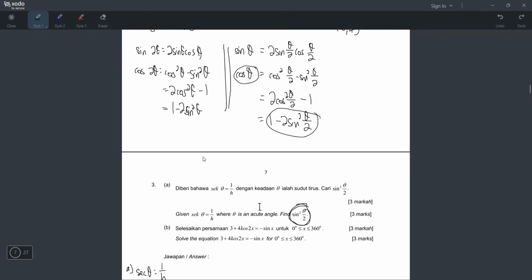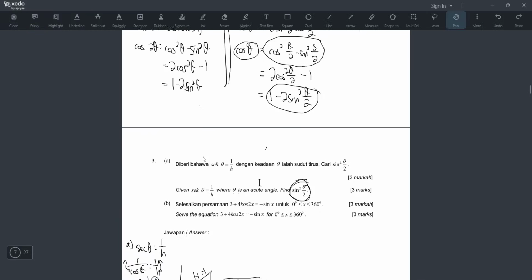Because this is sine square theta over 2, and if you look at this, it is also sine square theta over 2. And if you look at the rest, I think this is the best one. Actually, you can use this also, but if you use this, I think it's difficult. So the only proper formula here is this formula, right?